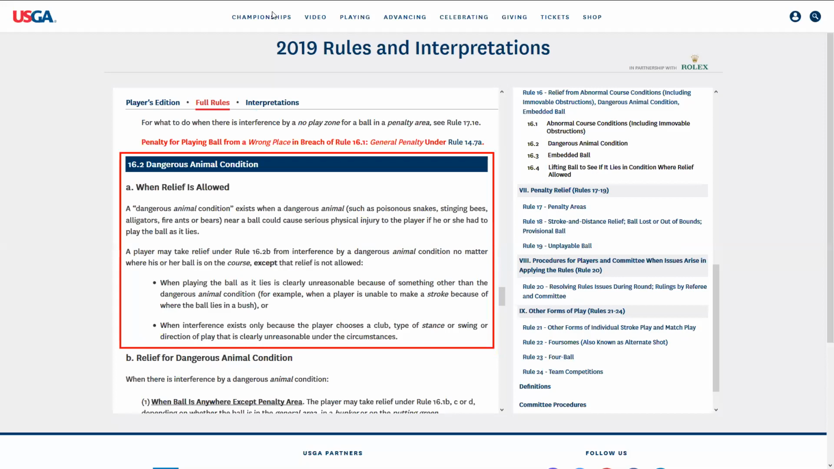Couple things to point out. Dangerous animal condition means dangerous animal. It does not mean dangerous course condition. So if the player's ball is near poison ivy, or is near a cactus, or a jumping cholla, if you're down in Arizona, you do not get free relief under this rule. It is only for dangerous animals.